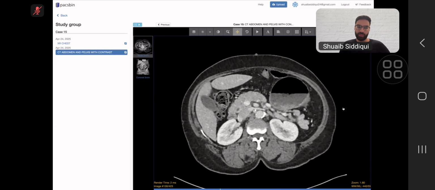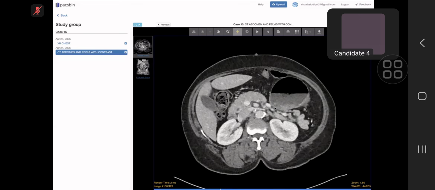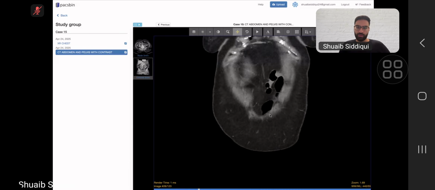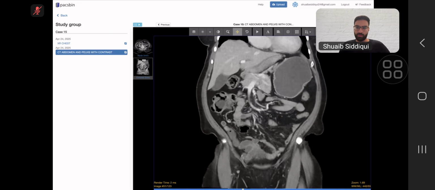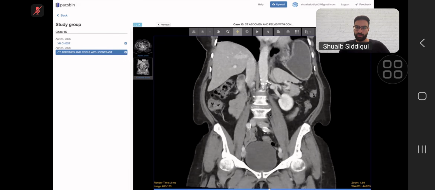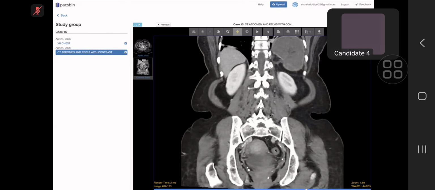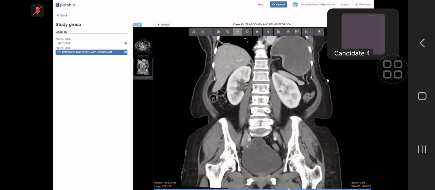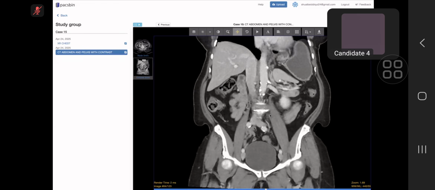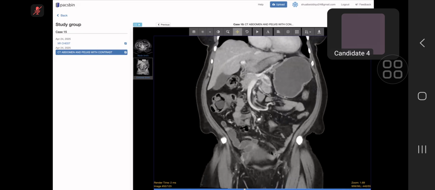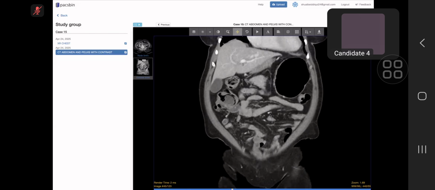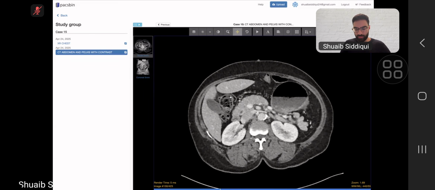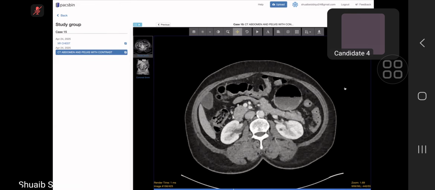Okay, you can look at the coronal image. I'll do it for you. Don't touch anything. I'll scroll through this one for you, for the purpose of time. Yes, I can appreciate that there is maybe a defect noted in the left hemidiaphragm, and there is a herniation of stomach through the defect into the lower part of the thoracic cavity. Otherwise, the gastric wall is not thickened. You can scroll. This is axial again.